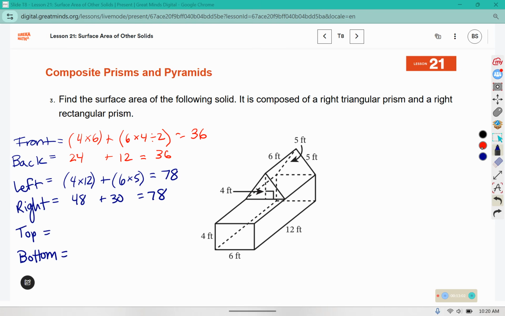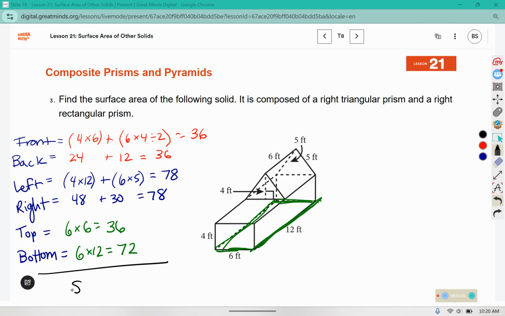From the top, I have a rectangle piece here. It is 6 wide. This distance was 6 and the whole distance was 12. So what's left over will be right here. 12 minus 6 is 6. So this is a 6 by 6 rectangle, which is 36. But the bottom has a 6 by 12 piece. That is 72.